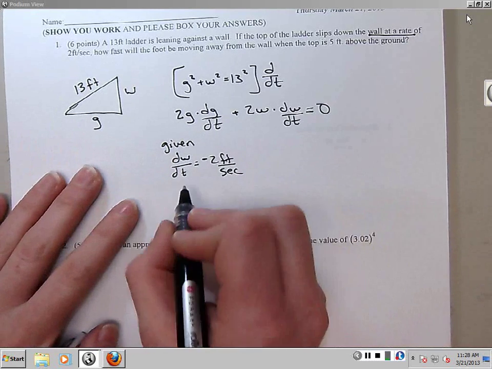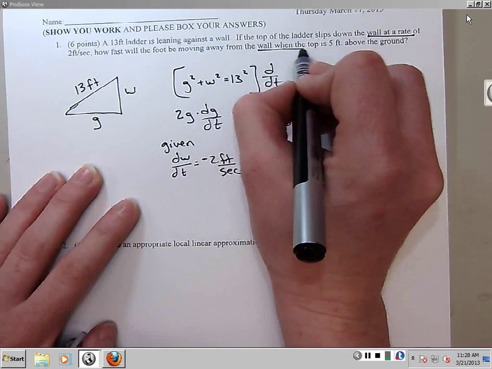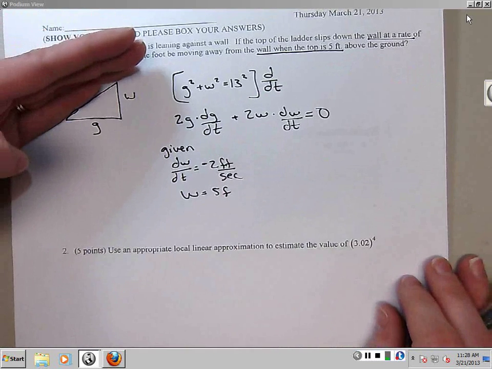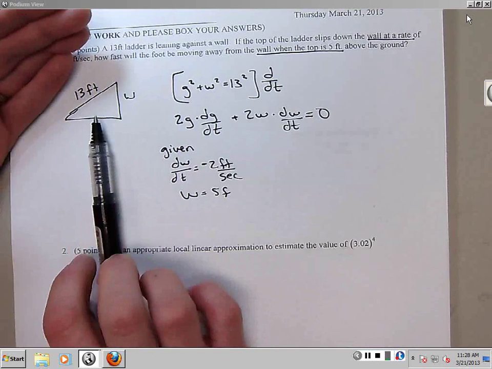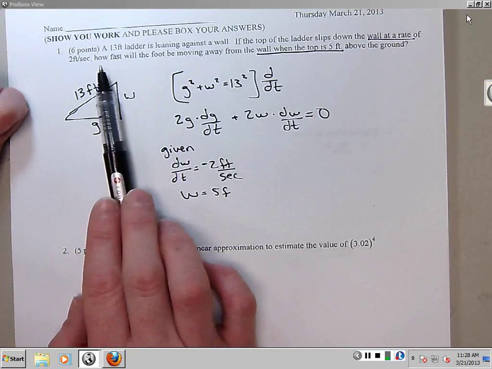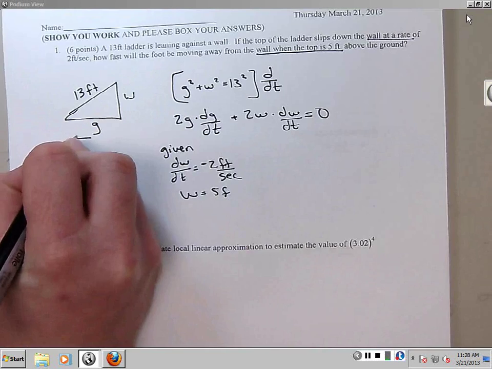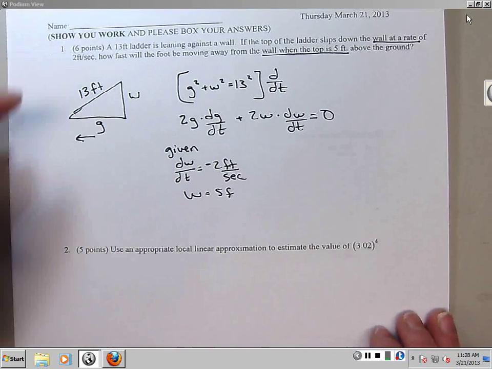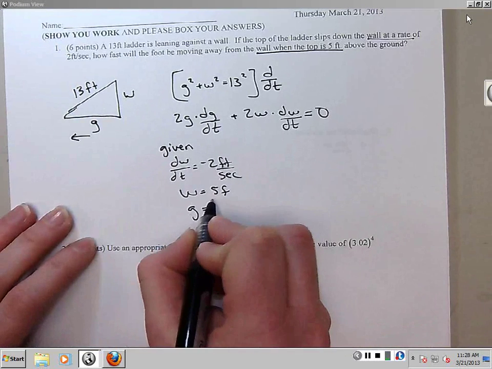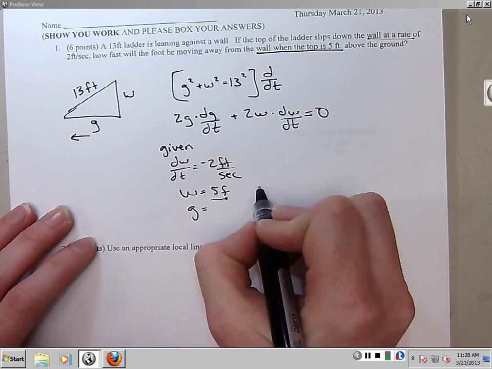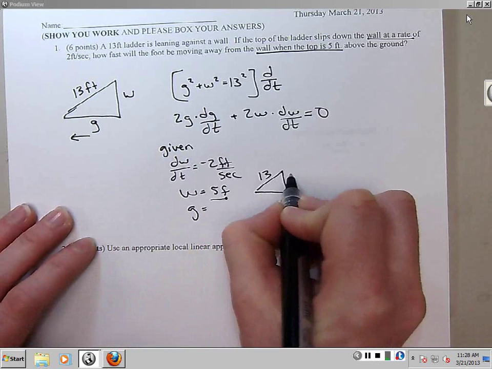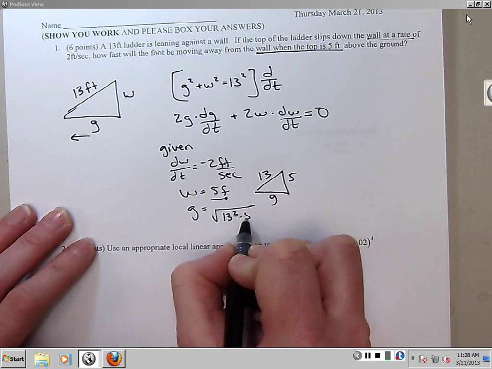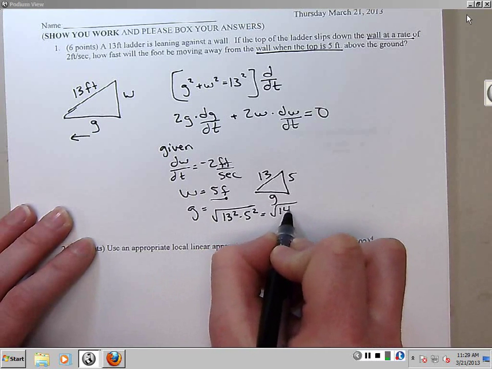So I know dW/dt. And I'm also given when, at the incident time, the wall is 5 feet. So when the ladder is 5 feet above the ground on the wall, how fast will G be changing? So I need to find G given when W is 5. Really I have this triangle. I have 13, 5, and G. So it turns out G is the square root of 13 squared minus 5 squared, which is the square root of 144, which is 12.